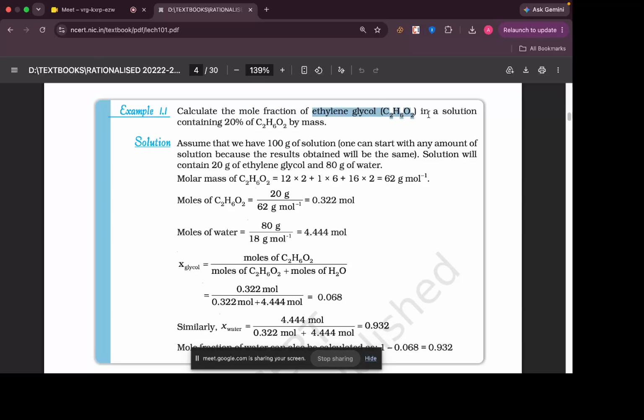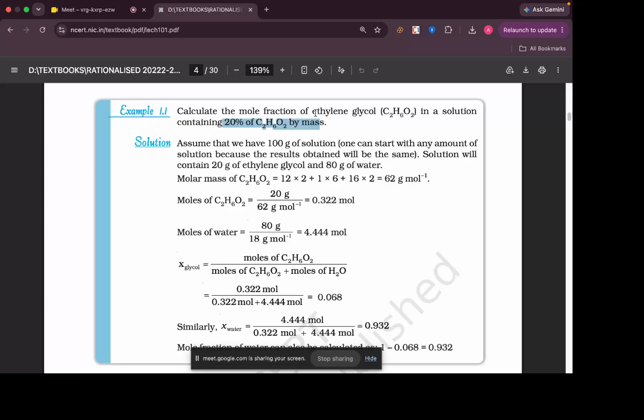Ethylene glycol, C2H6O2, in a solution containing 20% of C2H6O2 by mass. Now see, the complexity has increased. Now two things are there. I have to calculate the mole fraction, but I got the percentage by mass, meaning mass upon mass. So what do I need? Very simple. I will first write it in textual format. That's why I was telling you.